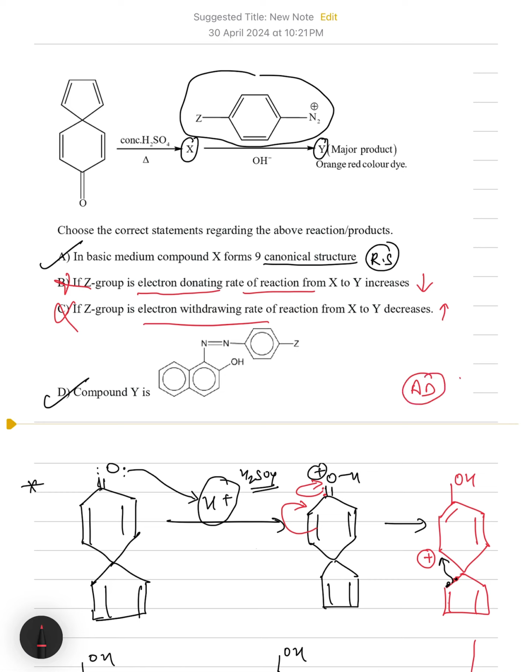So this is how we solve this advanced problem. And as I have told you, two important concepts were there: carbocation rearrangement, coupling reaction, and the effect of EDG and EWG on the coupling reaction. Right? So I hope you understood this problem very well.